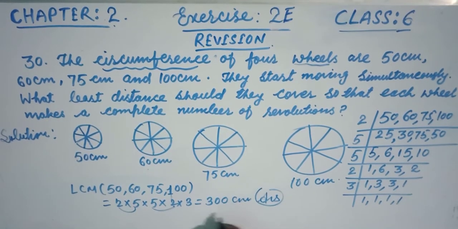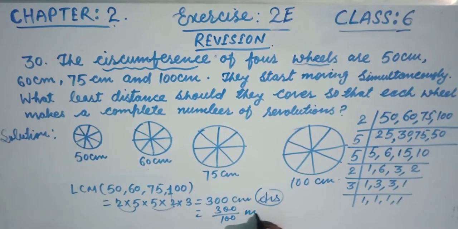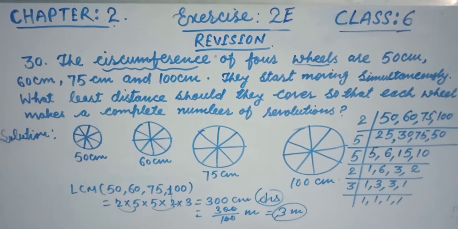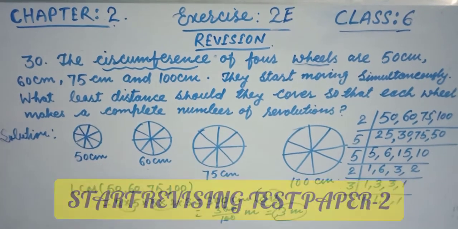If you want to convert this centimeter into meter, then divide by 100, so we get the meter. 2 0 2 will get cancelled, 3 meter. This is the answer. That means they will cover, and the least distance is 3 meter. Okay, in 3 meter all wheels will complete a revolution and which is the least common revolution.